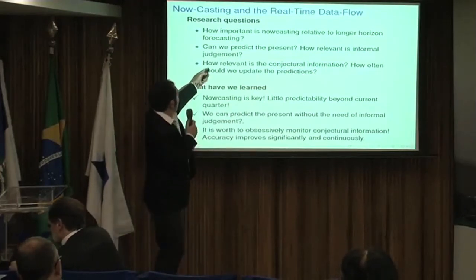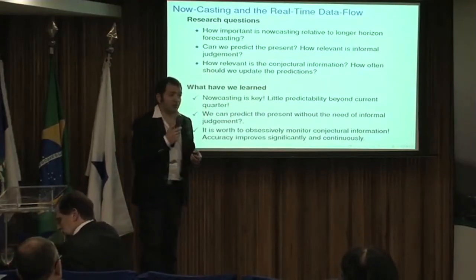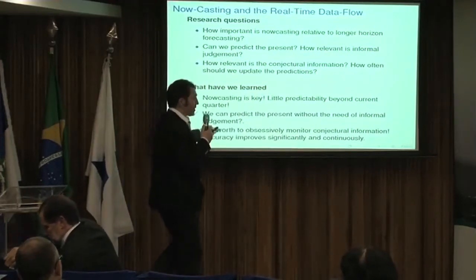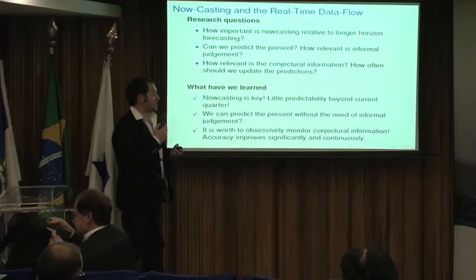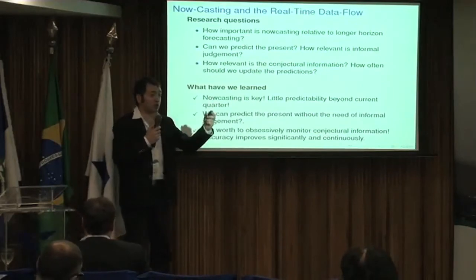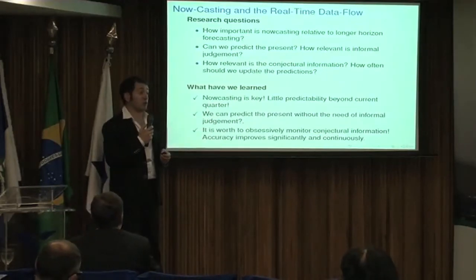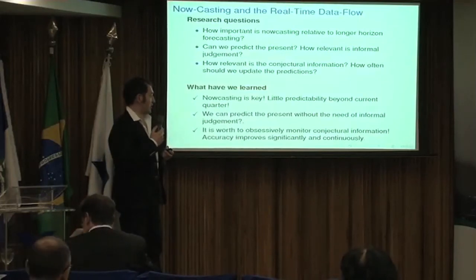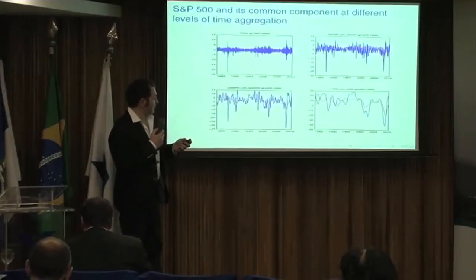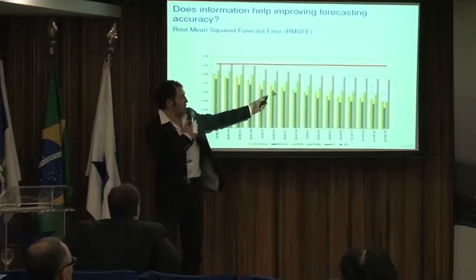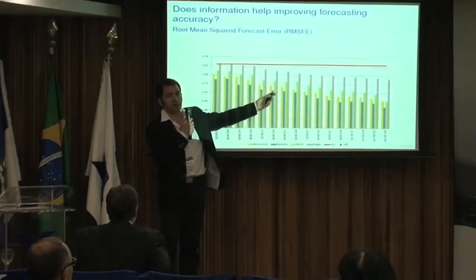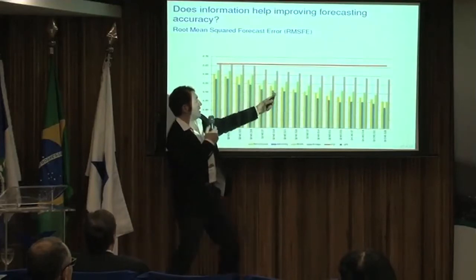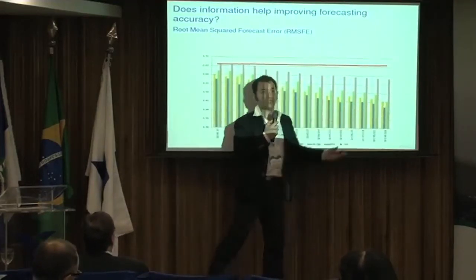And finally, how relevant is conjunctural information? How often should we update the forecast? So it's worth obsessively monitoring this conjunctural information, because through time you improve the accuracy of your forecast. Something I forgot to comment on here. This ball here is the forecast obtained by professional forecasters. So similar accuracy. But you know, these guys cannot exploit this additional information.